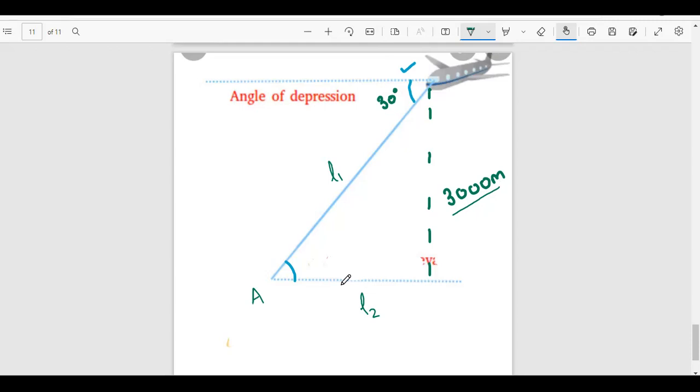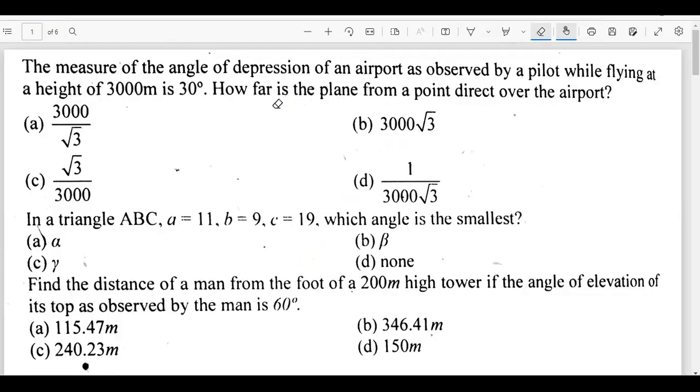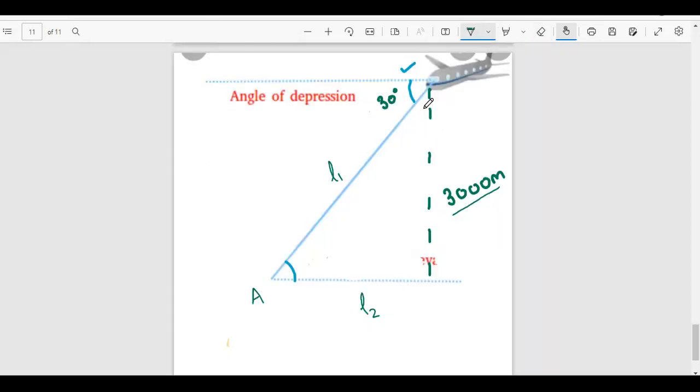What do you think, Saad? Would it be L2 or L1? It would be L2 basically. I'll read the statement again, and then you would understand. How far is the plane from a point directly over the airport? So basically, at the moment the plane is at this point, and this is the ground level, and this is the airport. So he is talking about this length L2. Are you getting this? Yes, ma'am. Okay, very good.